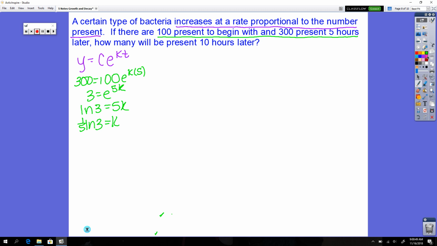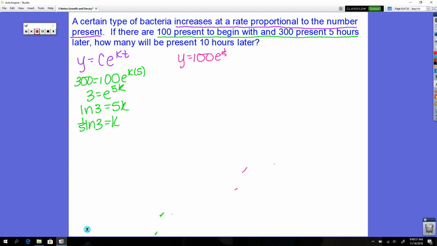So I can rewrite my formula because I know everything. So y equals, C is 100, e to the 1/5 ln of 3 t. Now I want to know how much will be present 10 hours later, so I plug 10 in for my time. So 100 e to the 1/5 ln of 3 times 10. And you can use a calculator, and you get 900 bacteria.